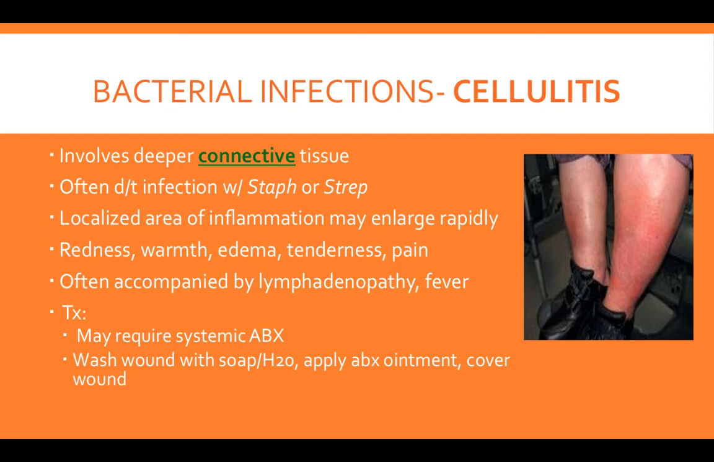It does involve the deeper connective tissue, and that localized areas of inflammation can enlarge rapidly with redness, warmth, edema, tenderness, pain, often accompanied by fever and lymphadenopathy. And it can occur as a result of a secondary bacterial infection of an open wound or skin trauma. And some of the most common areas are the lower legs and areas of persistent lymphedema and areas of skin trauma, like leg ulcers or puncture wounds.